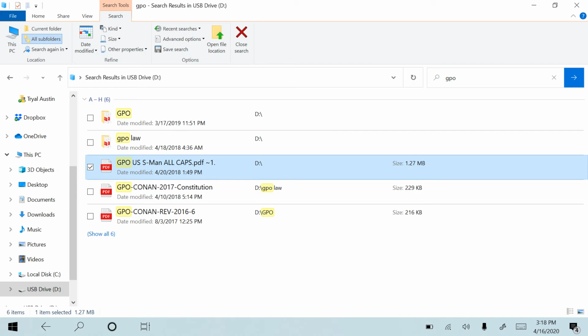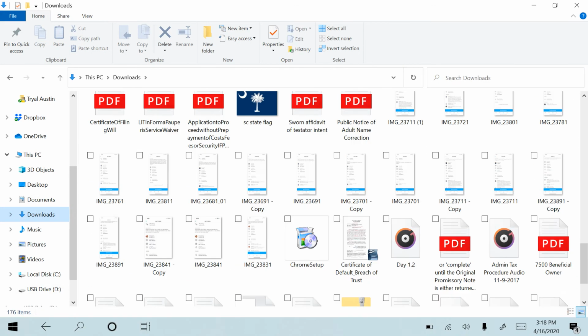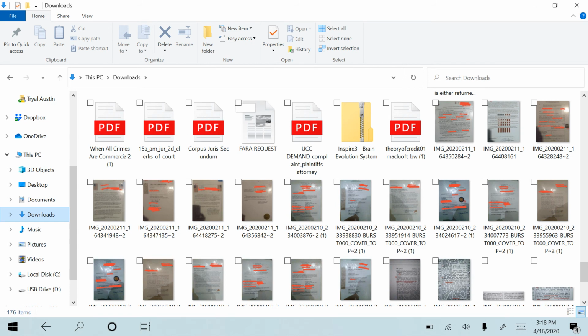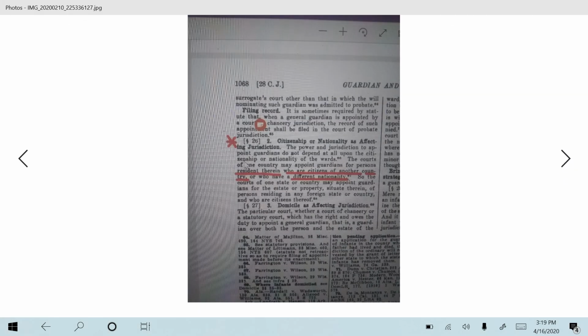Let's see here. Downloads. Okay, guardian and ward relationship. It says in Corpus Juris, page 1068, citizenship or nationality as affecting jurisdiction. Power and jurisdiction to appoint guardian do not depend at all upon the citizenship or nationality of the wards.